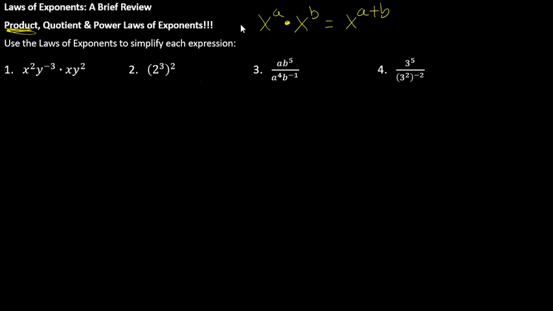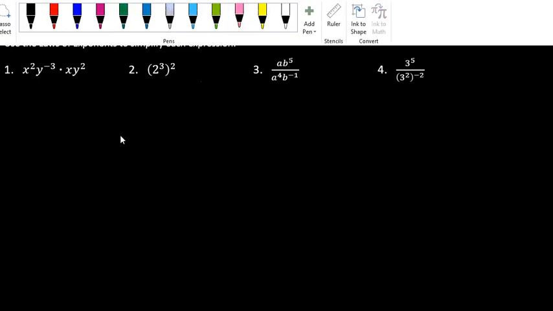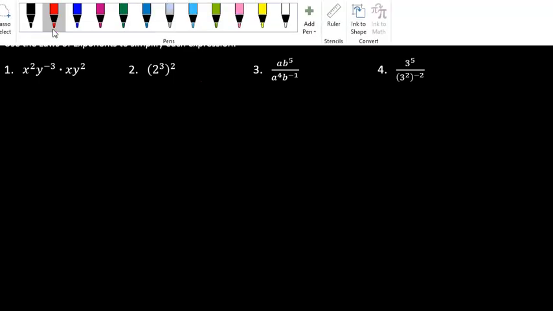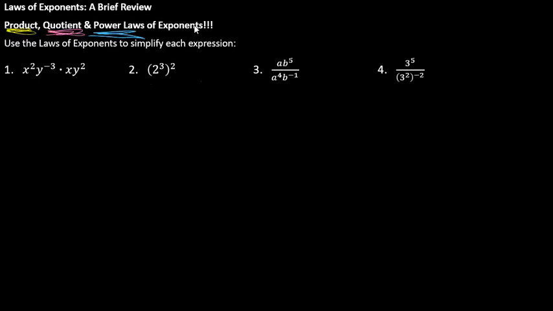Quotient law, and I'll do this here in a different color. So if I've got x to the a being divided by the same x but to the b power, this would be equal to x to the a minus b. You subtract the exponents. The power law, or the power to power law. So if I've got x to the a, and that's all being raised to the b power, that's going to give me x to the a times b.